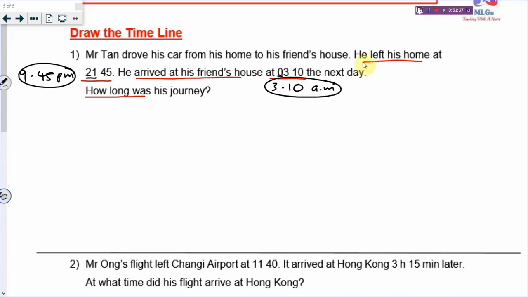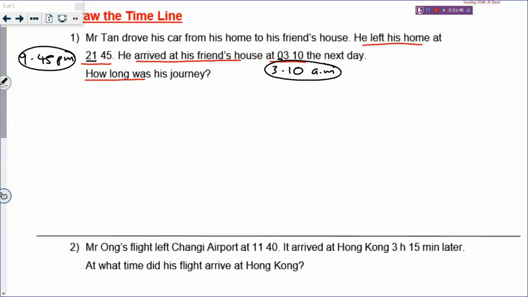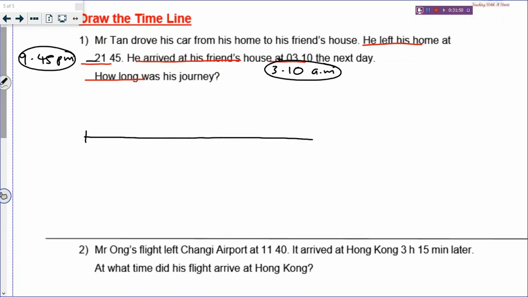So now the whole question becomes a 12-hour clock. It becomes a 12-hour format. Okay, so now let's draw the timeline. When it becomes a 12-hour format, it's actually easier to solve, because you don't get so confused by the 24-hour time. So my advice is this: if you have a 24-hour clock, you change it to 12-hour clock. So you have 9:45 PM, and now you have 3:10 AM.